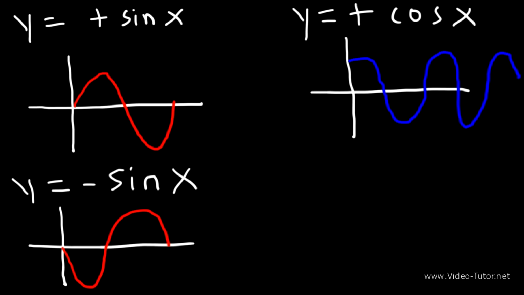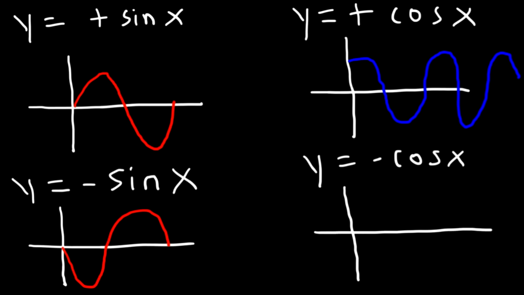Now, can you guess how negative cosine is going to look like? How can we graph negative cosine? Whenever you put a negative sign in front of a function, it's going to reflect over the x-axis. So therefore, negative cosine, instead of starting at the top, it's going to start at the bottom. Then it's going to go up, back down, and so forth.